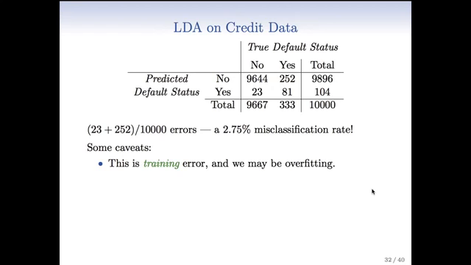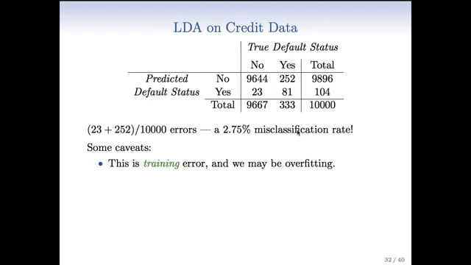And we produce, in this case, a misclassification table. Okay? So this table has, along the horizontal, the true status. So it's the true default status, which is no or yes. You can see we had 10,000 samples in the credit data. And in the vertical, we've got the predicted status, no or yes.